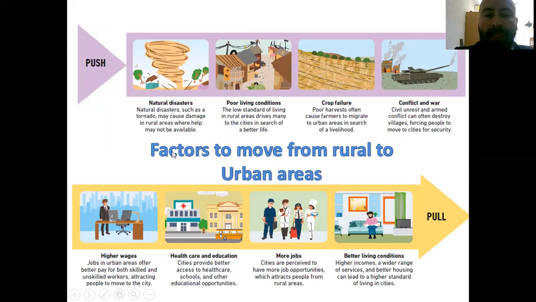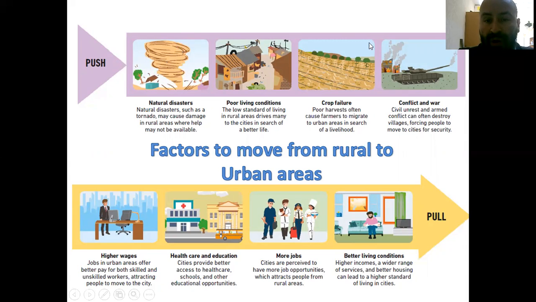Finally, we have some factors that move people from rural settlements into urban areas. We have the negative factors, which are the push factors. Okay, these are natural disasters. In Mexico, we have hurricanes, earthquakes. Okay, here in Chihuahua, we have the drought. Do you remember what a drought is? A drought is when it doesn't rain for many years. Okay, that is a natural disaster.